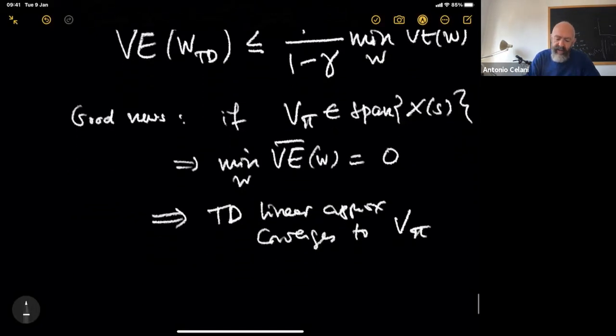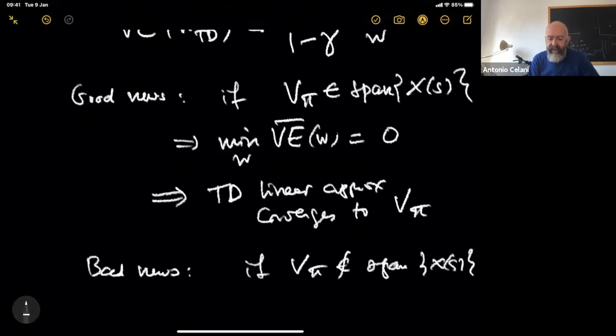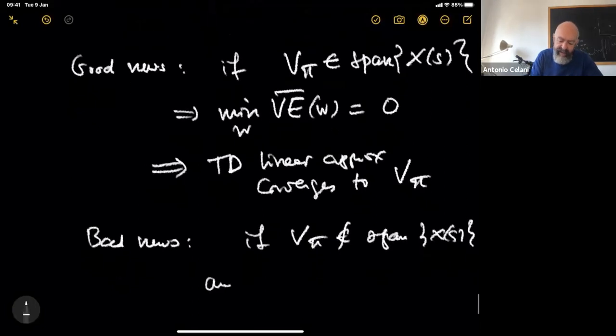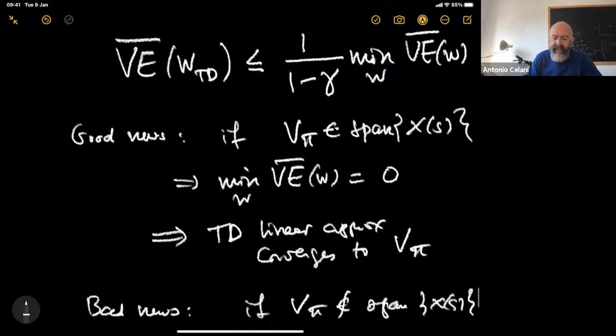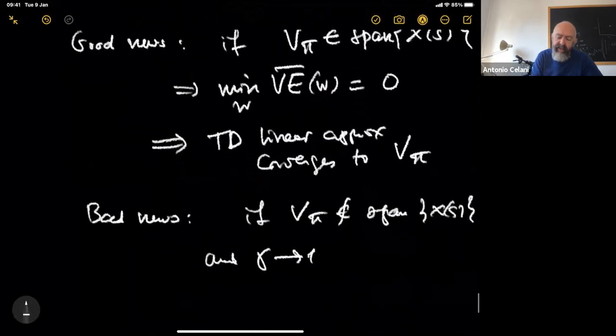The bad news is that if V pi does not belong to the span, the subspace generated by your features, and gamma tends to 1, so you have a very long time horizon, then this bound is not particularly helpful. This means that there might be situations in which you make a big error.